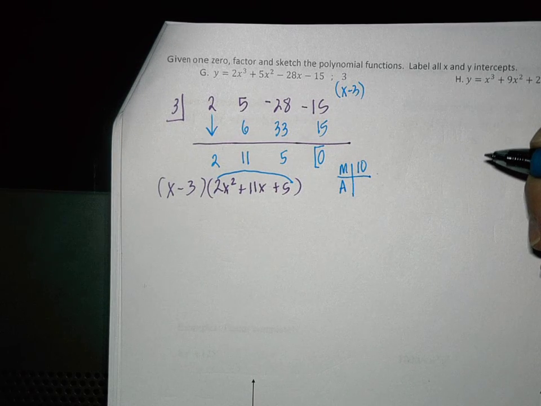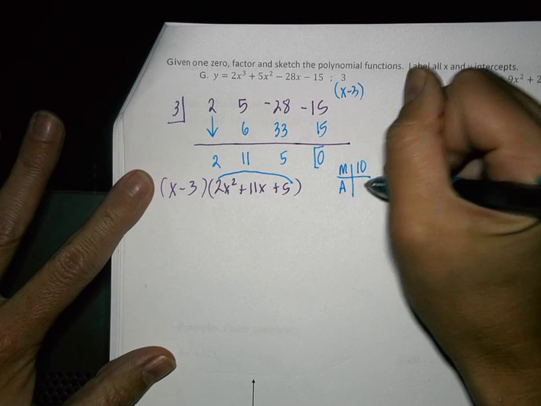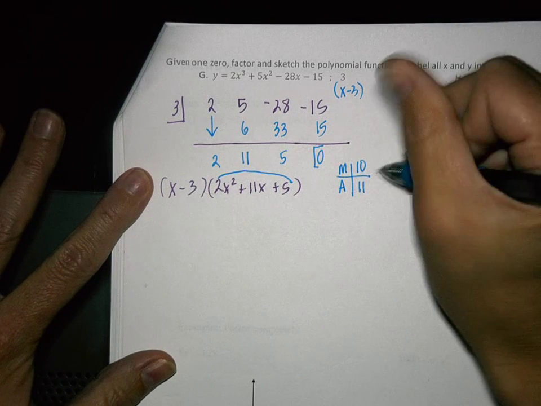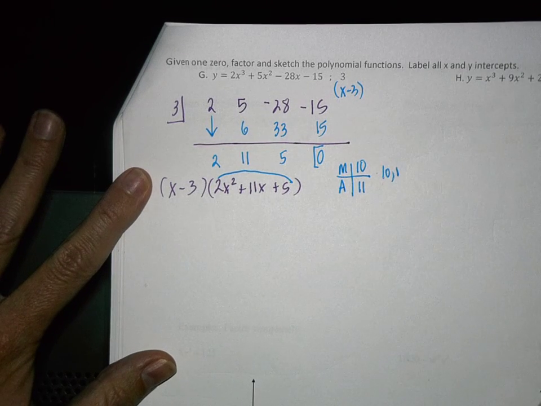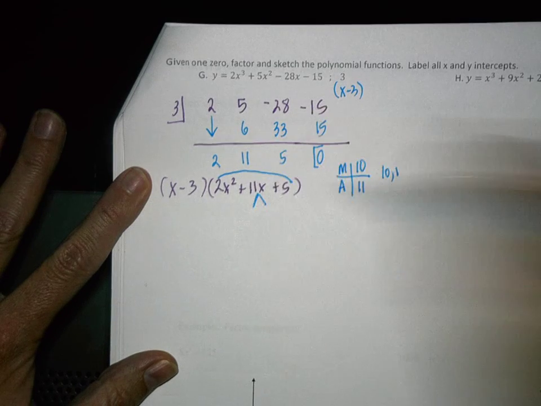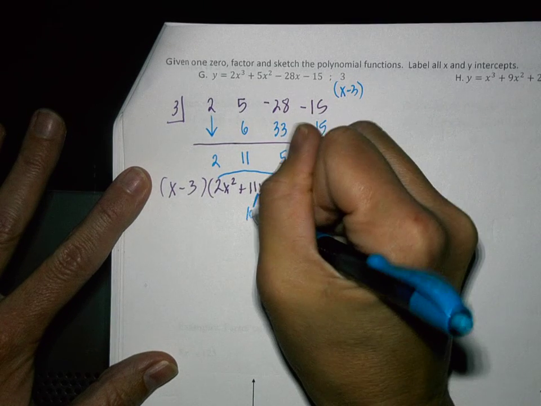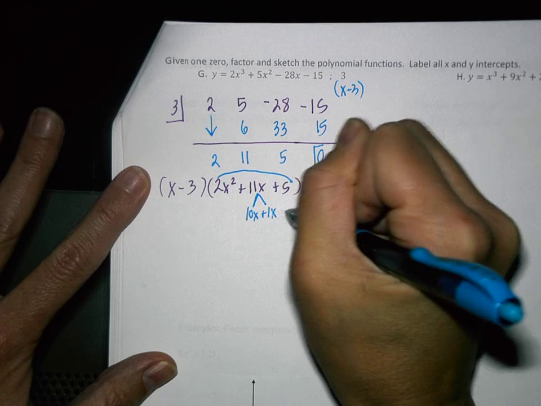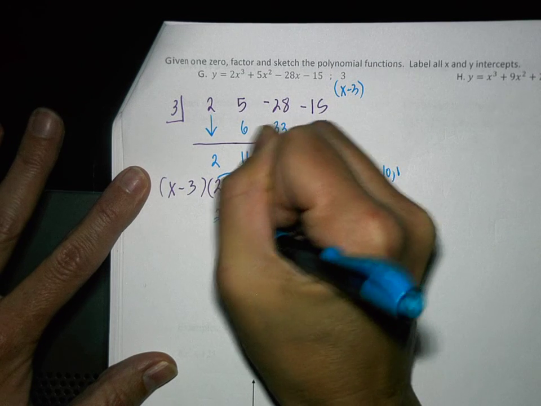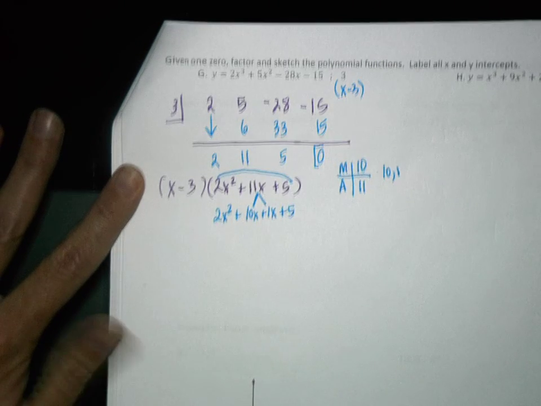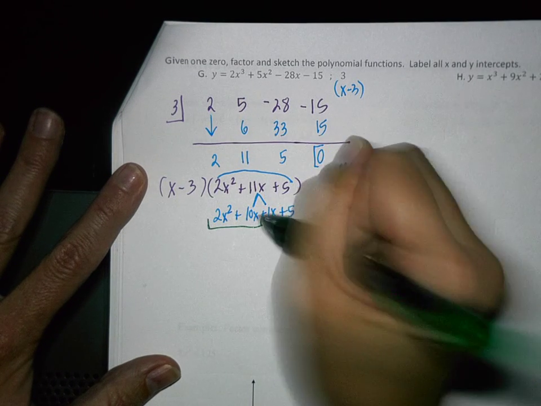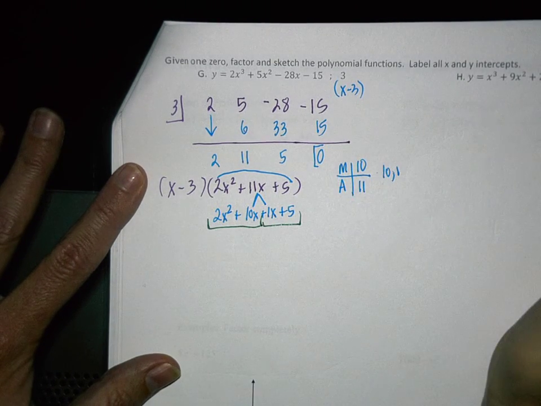What's my adding number? Okay, what numbers multiply to be 10, add to be 11? Okay, so we can't use the shortcut. That means that 11x breaks down to 10x and 1x. And then we still have our plus 5, and we still have our 2x squared. Factoring by grouping, we group this together. What's my GCF? 2x, and I'm left with?